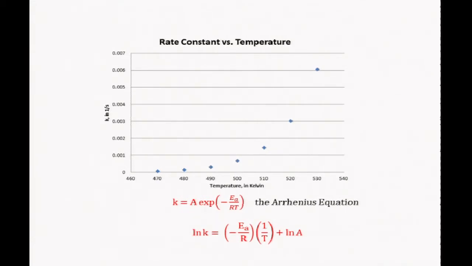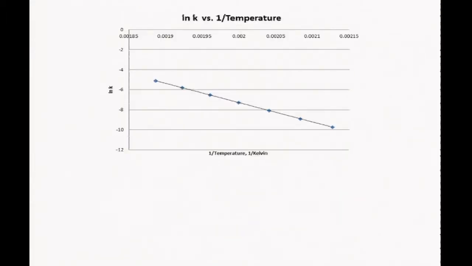So the natural log of k, that will be our y. Negative Ea over R, that's our slope, and it's got our activation energy in there, a very important number. There's our x value, 1 over T, and then we get the natural log of the collision frequency factor as our y-intercept. So when we plot that, we get a nice straight line.